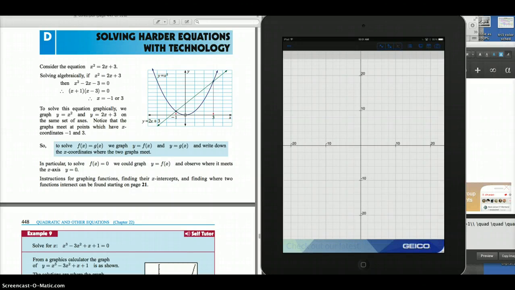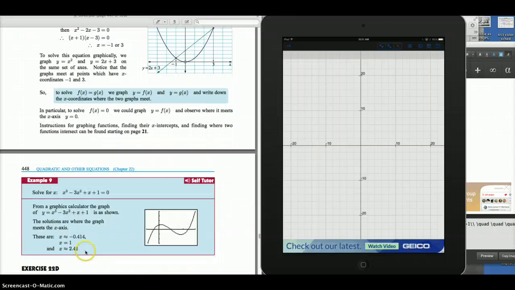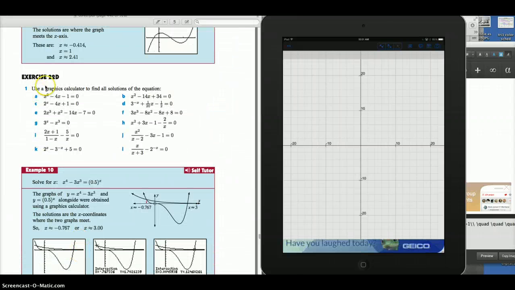Solving equations with technology. This means we get to use our calculator for pretty much everything here, and that's good news, right? So what we're going to do is I'm going to do 2.2D number 1A here for you and show you how you just pop this into your calculator.